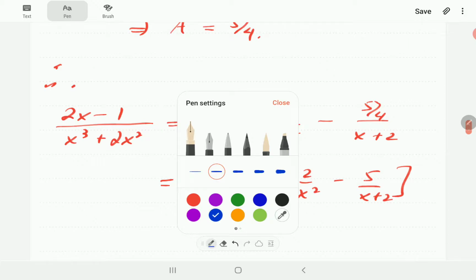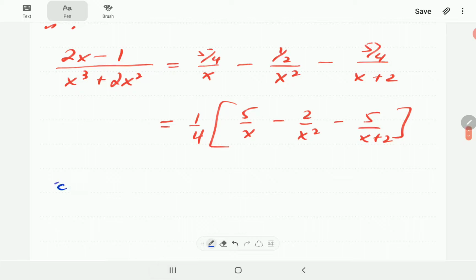In the second example, imagine we have (3x squared minus 4) all over (x cubed minus 4x squared plus 4x).